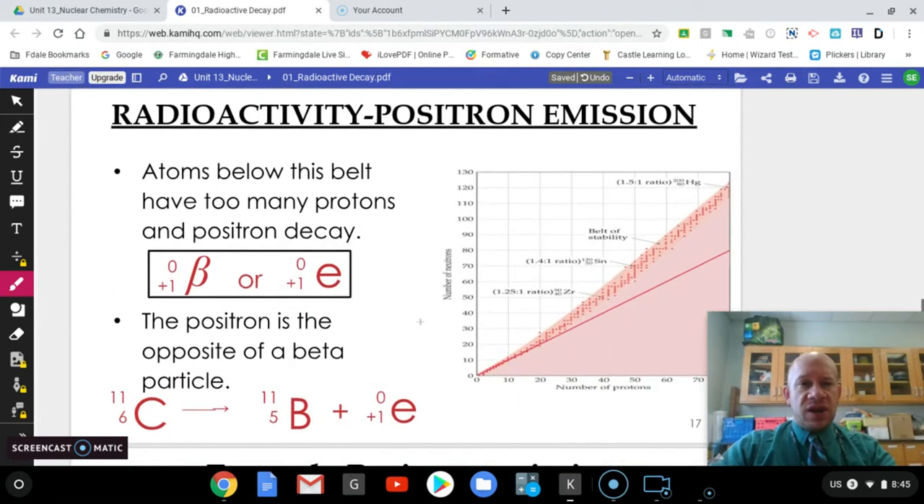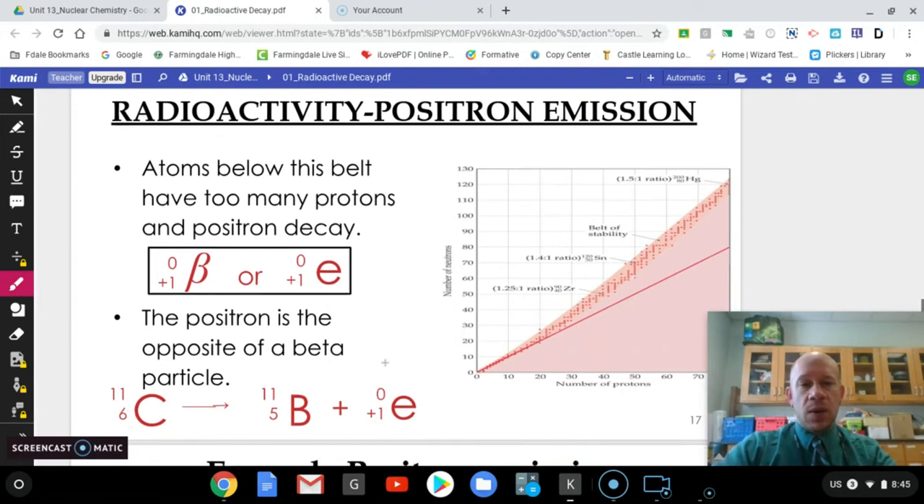Radioactivity of the positron emission is very similar. This is when I have atoms below the belt of stability and they have too many protons, and they will release basically the opposite of a beta particle. It's an electron with a positive charge, which is a very strange thing, but that's what happens. So the same rules apply. I have to have my mass on the top equal both things, and then the charge on the bottom. So the 6 has to equal my 5 plus my 1.